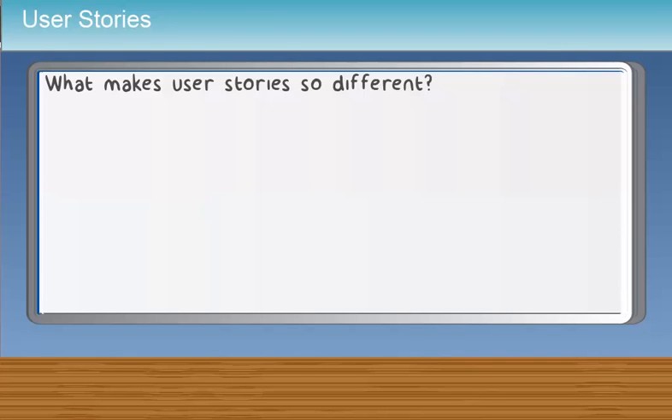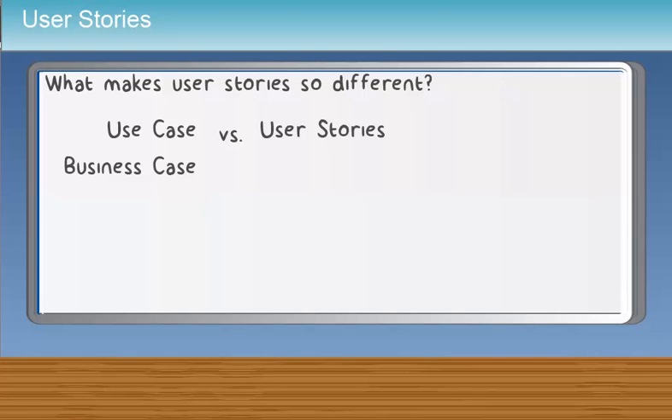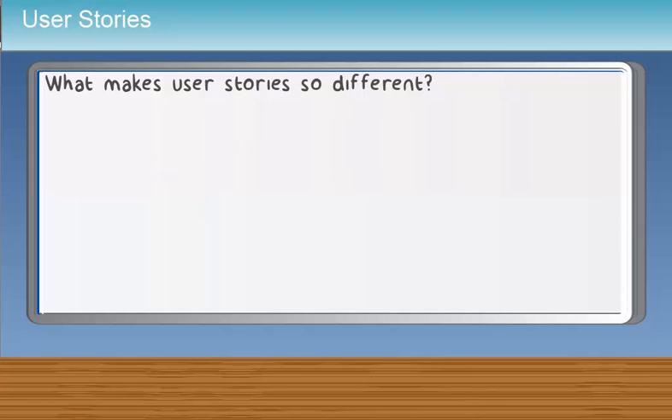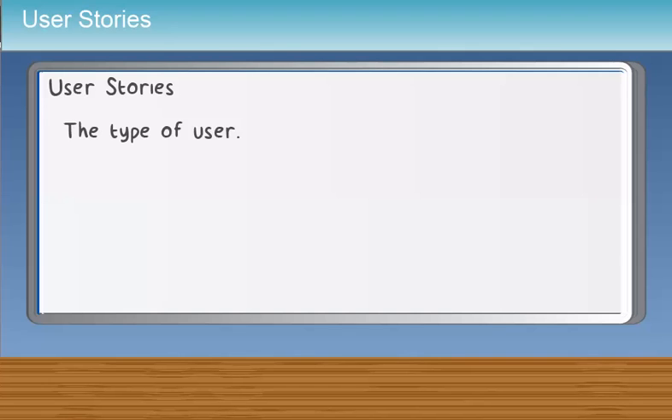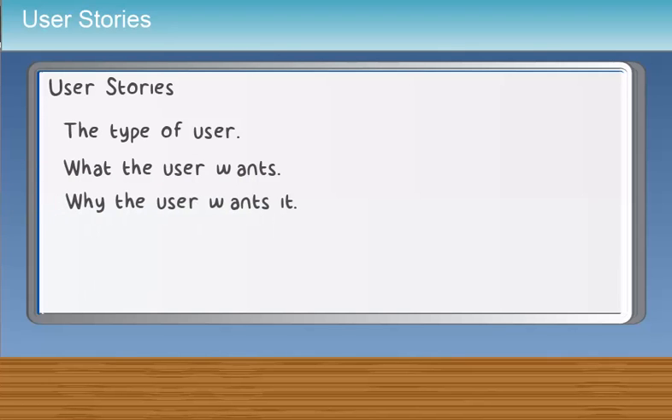Other than user stories focusing more on the user, you may be wondering how they're different from more traditional use cases and business cases. Use cases and business cases generally look more like system requirements and can often be multiple pages in length. User stories, on the other hand, are usually just a couple of sentences long and follow a specific format that includes 3 parts. First, the type of user. Second, what the user wants. And third, why the user wants it.